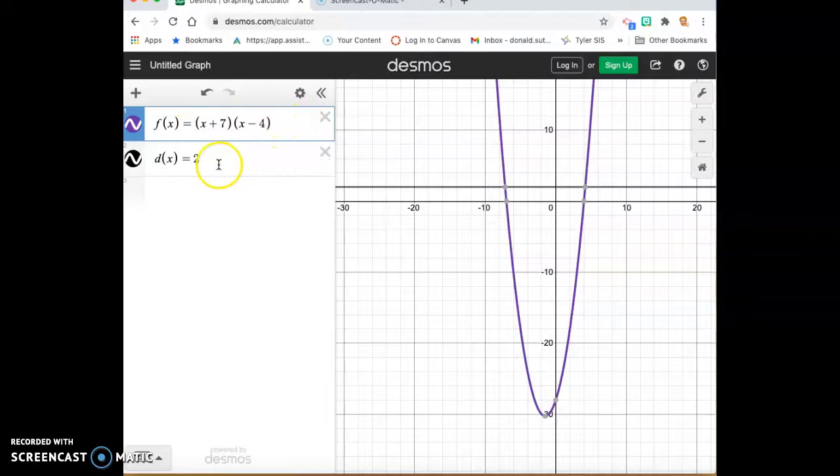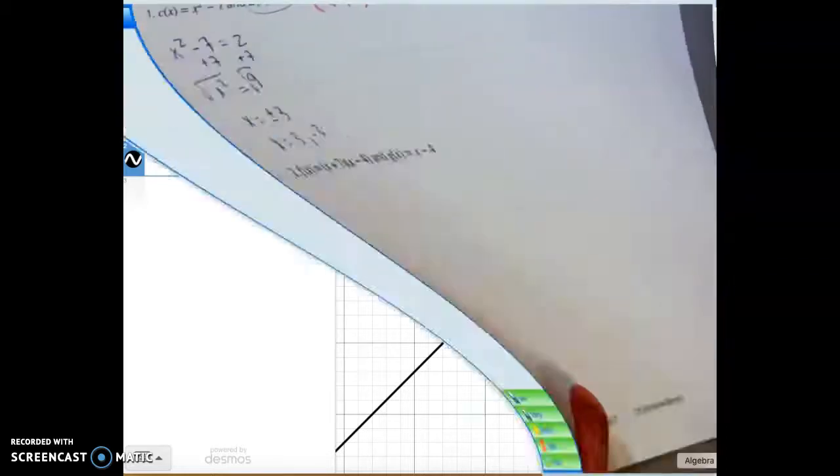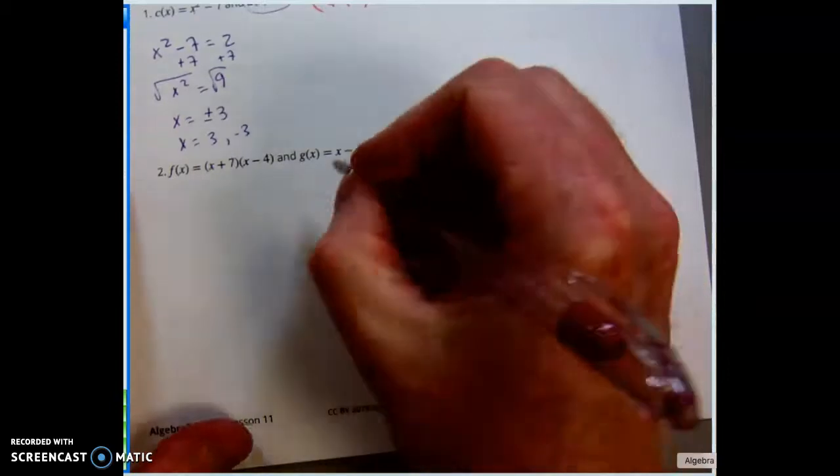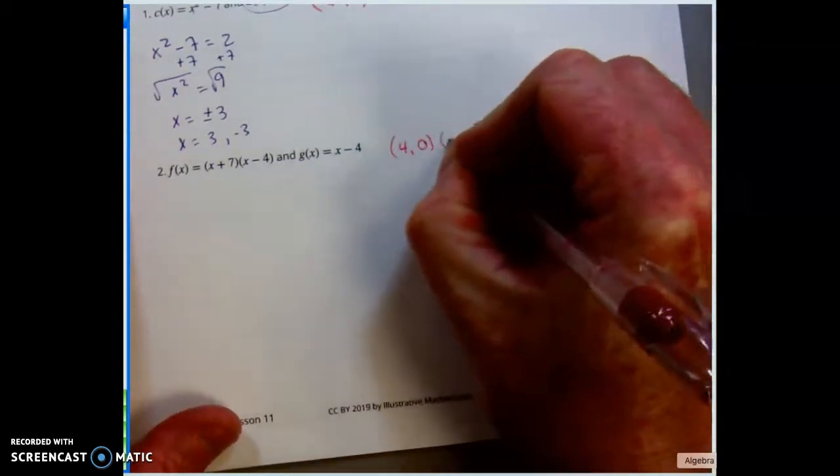Okay, so there's one of them, and the other one was just x minus 4. I'm going to just copy because I'm being lazy here. Okay, so I've got two solutions. I've got (4, 0) and (negative 6, 10). So there's one possibility. Let me switch back out here to this. So I had (4, 0) and (negative 6, 10).